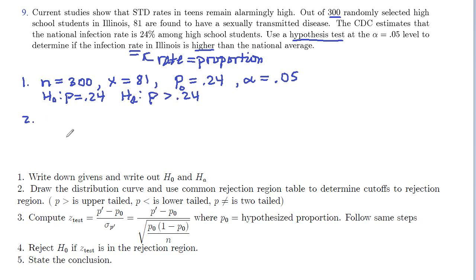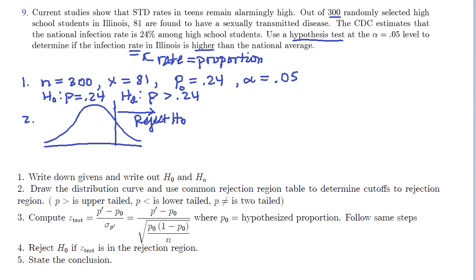Step 2, we are going to draw our distribution curve and then mark the rejection regions. So this is an upper tail test. So we're going to draw that distribution curve. Our rejection region is on the right-hand side. So reject H0 up here. And then the cutoff for that rejection region, so alpha is 0.05.